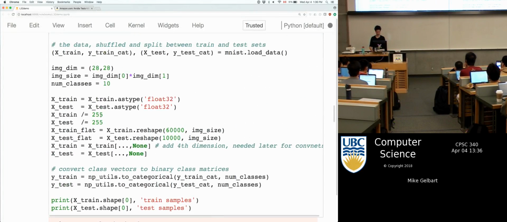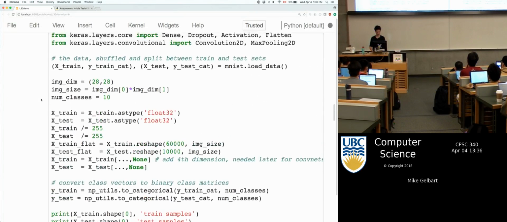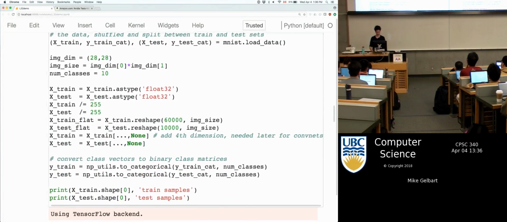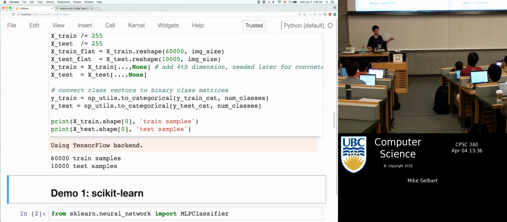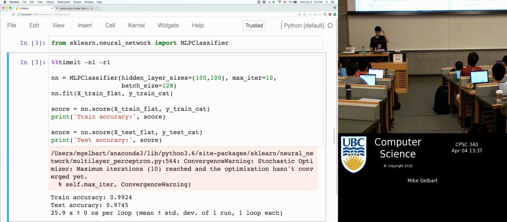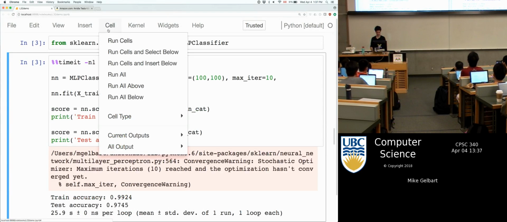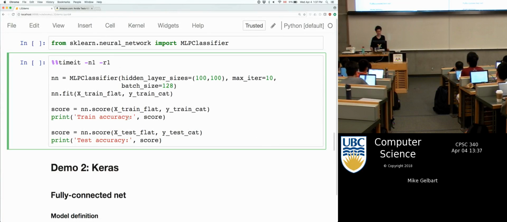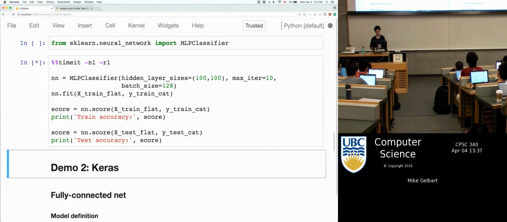You should all be able to run this if you have the notebook open, but you don't have to, of course. I'm just downloading the MNIST data set of handwritten digits. And first I can run this with scikit-learn. We saw this scikit-learn neural net before, and I can run it. It'll take maybe a minute.